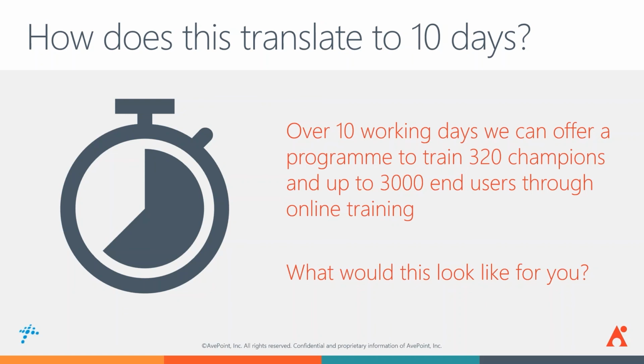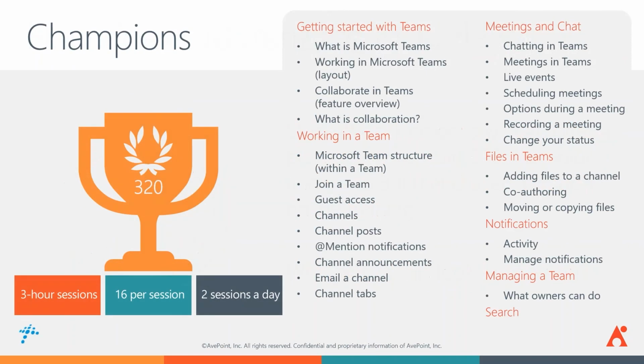Over 10 working days, Combined Knowledge can offer a program to train up to 320 champions and up to 3,000 end users. And that would be done through online training, of course, in this climate. So if you were considering, 2 weeks, we could be skilled in Teams and fully supported in 2 weeks, what would that look like? Let's talk about those champions first.